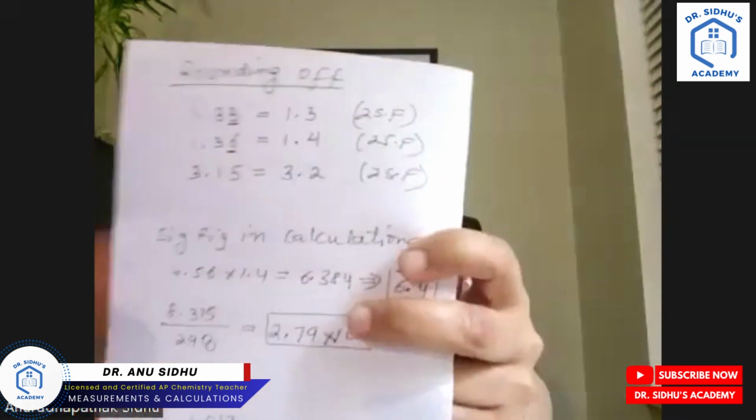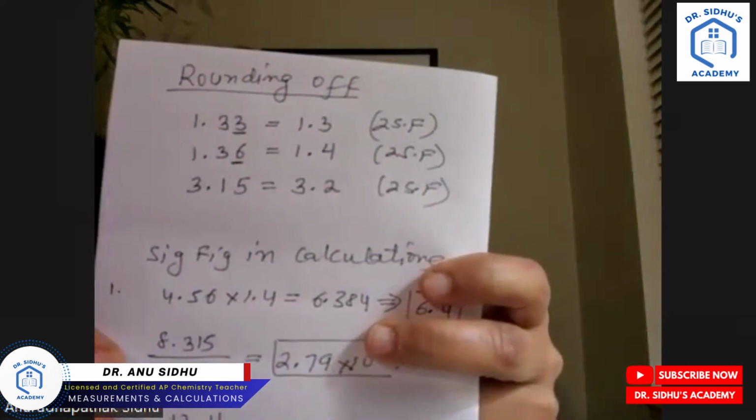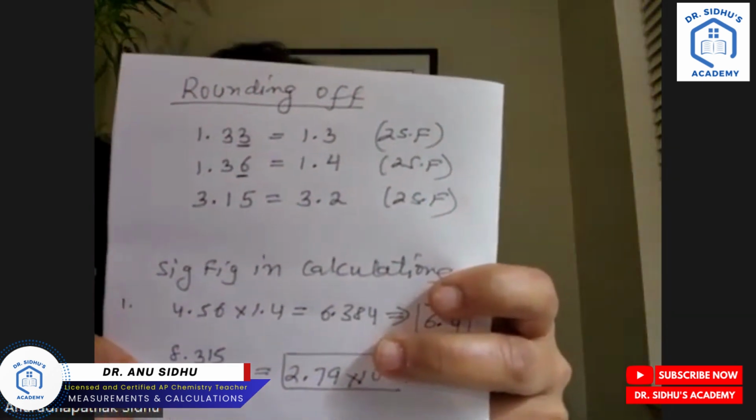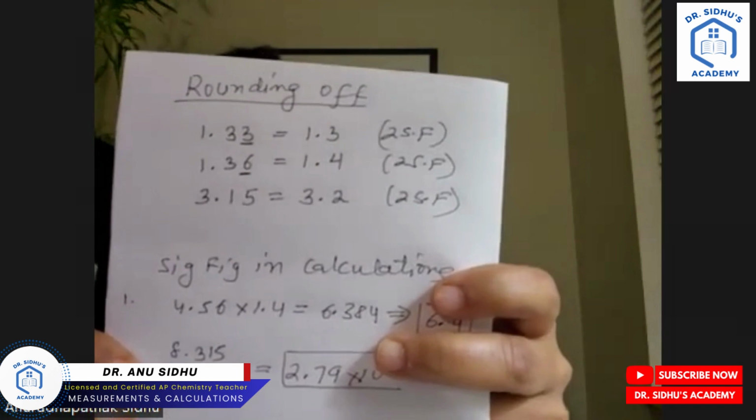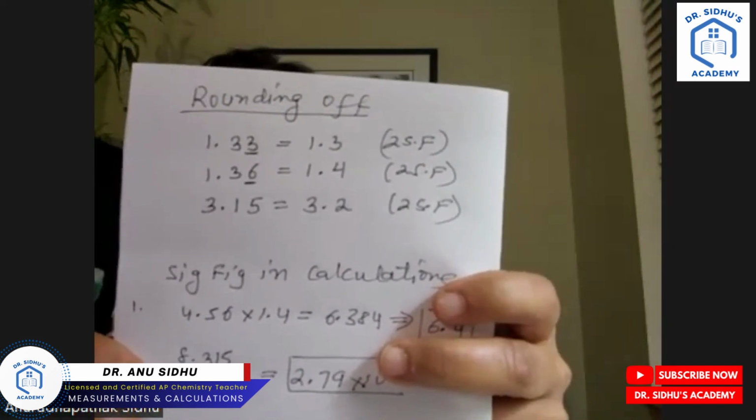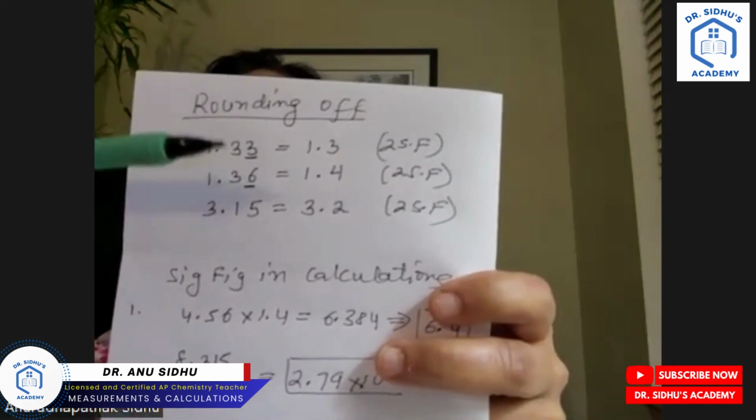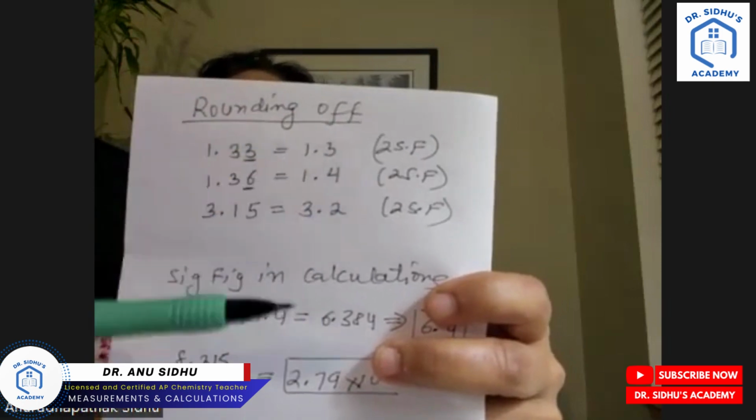If it is 3.15, now the last number is 5, so we add one. My answer will be 3.2. This is the way we round off, because the teacher may ask to report the answer in, say, 2 sig figs. Okay, now let us come to the calculation part.